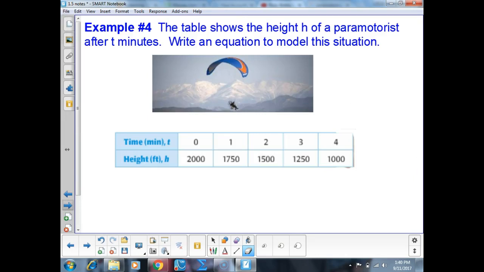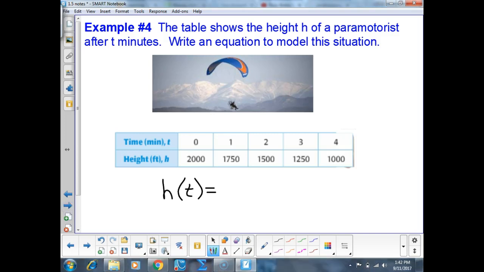Table shows the height h of a paramotorist after t minutes. Write an equation to model this situation. So basically what I am looking for here is h of t. Find me h of t. Did you notice anything about the chart? What? It's linear? Do we agree that it's linear? How do we know that it's linear?